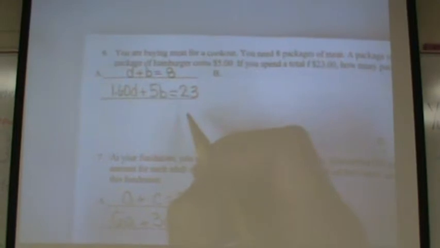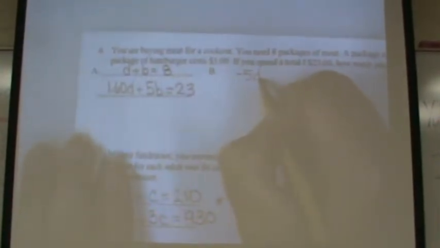Next one. Number 6, we have hot dogs and hamburgers. We have 8 packages. The hot dogs are $1.60, the hamburgers are $5, and we have $23 spent. So you could, if you want, just multiply this top equation by negative 5, there's not too many decimals in here. If you multiply this by negative 5, you get negative 5d, because I want to get rid of b, minus 5b equals negative 40.